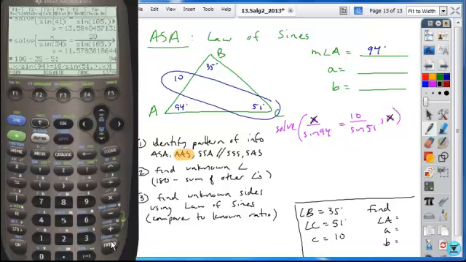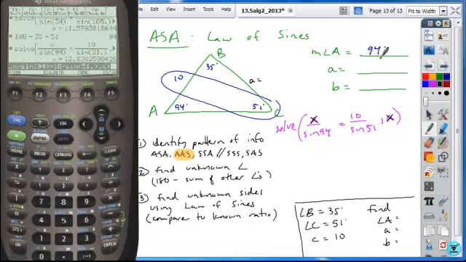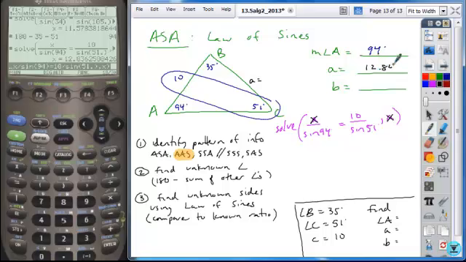Now, before I hit enter, what should I expect about this side A? What am I expecting here? 94 is greater than 51, so A should be what compared to 10? It should be more than 10, right? So when I hit enter, I get 12.84. It's consistent with what I predicted. I think we can go to B.